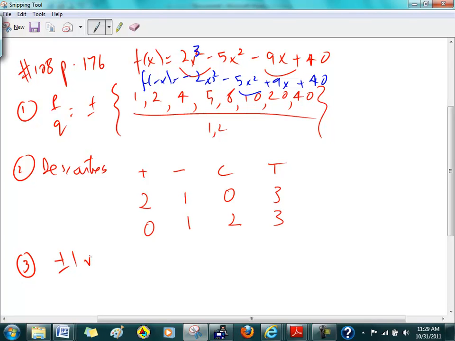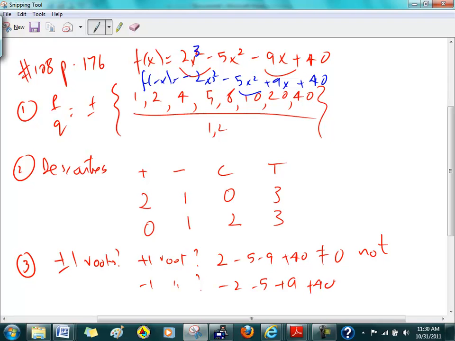Plus or minus 1 roots. Okay. So plus 1 a root. So you get 2 minus 5 minus 9 plus 40, not equals 0. Not. Minus 1 a root. So you get minus 2 minus 5 plus 9 plus 40, not equals 0. Not.